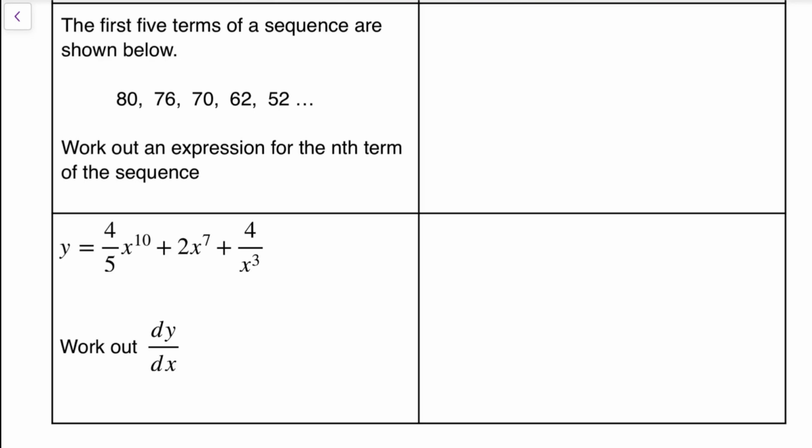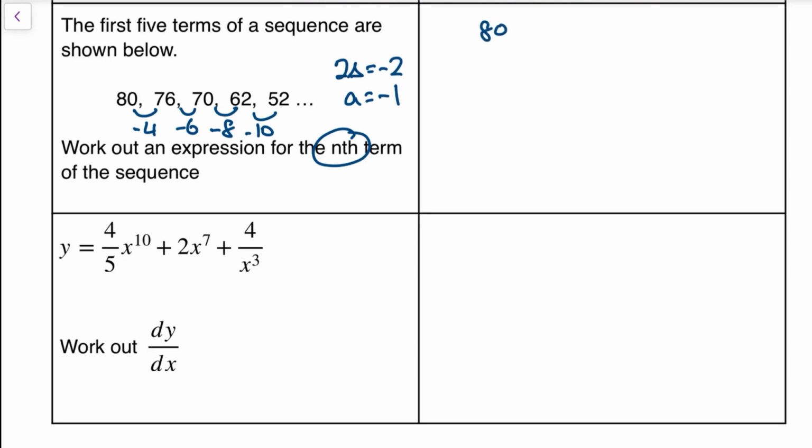Next question. Shown is the first 5 terms of a sequence. Work out the expression for the nth term of the sequence. So it just wants the nth term. Usual thing. What's the difference? So I'm going down by 4, I'm going down by 6. I'm already feeling quadratic. I'm going down by 8, and I'm going down by 10, which means my second difference is minus 2, which means my A is minus 1.